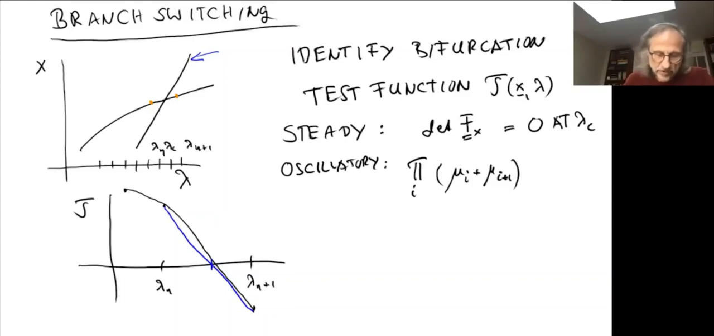But the point is that it may be more efficient to just calculate at equidistant points in lambda and then interpolate between them. And then we get the bifurcation point. And if we need the solution at that point too, we could also interpolate x from here and x from here and get an x at the bifurcation point more precisely.